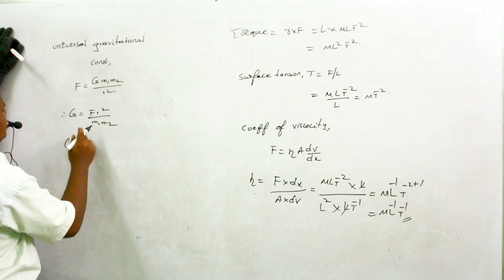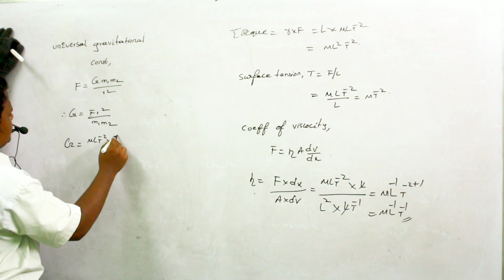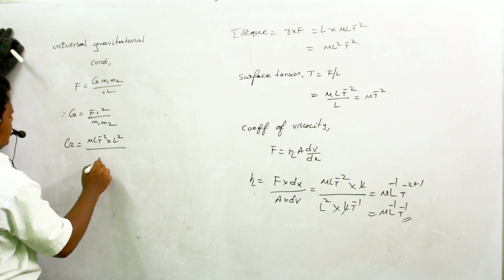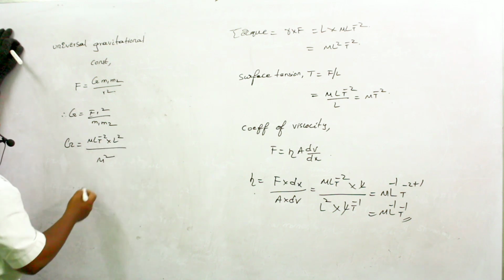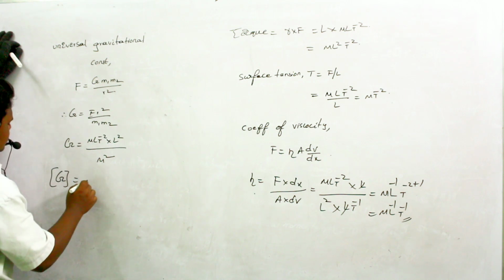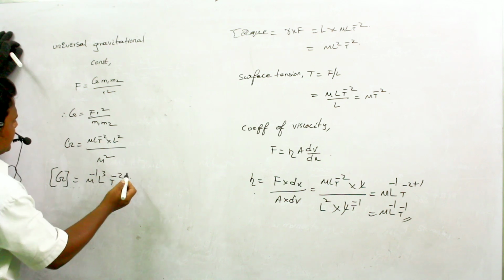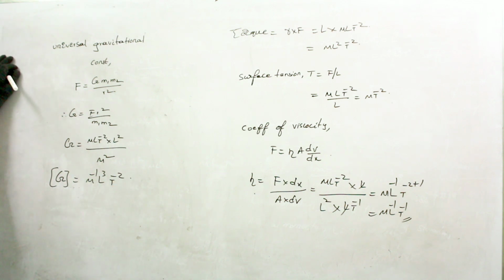So the dimension of force is M L T power minus 2, the dimension of r square is L square, and the dimension of m1 m2 is m into m, which is m square. Therefore the dimension of G is equal to M power minus 1 L cube T power minus 2. So this should be the dimension of universal gravitational constant.